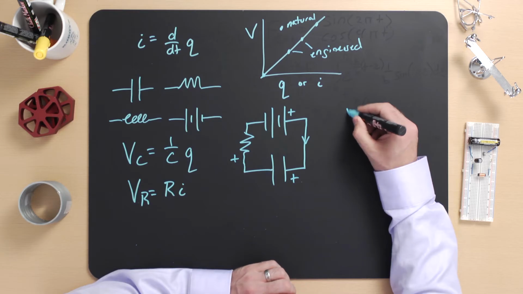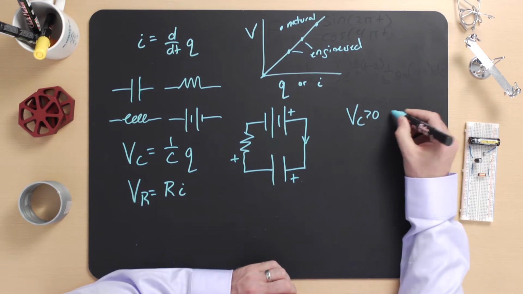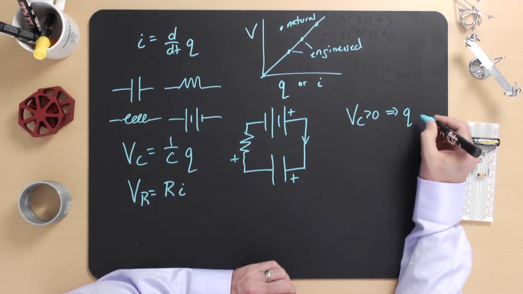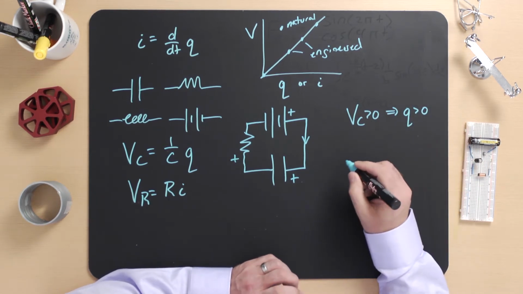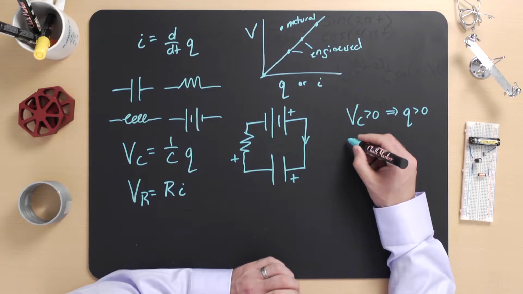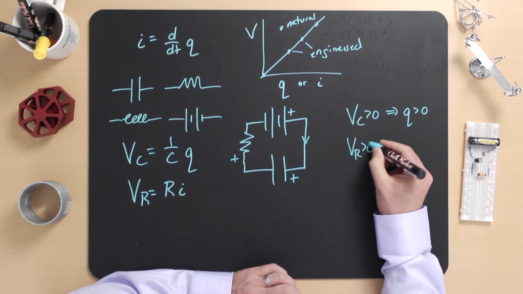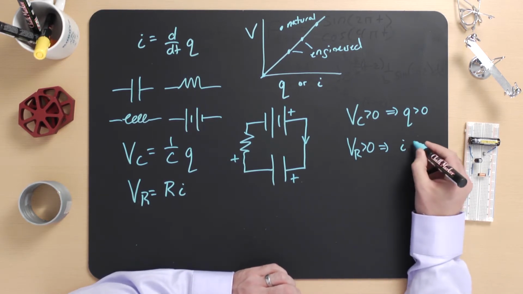Because of the constitutive law, the voltage across a capacitor being positive means that the charge on the capacitor must be positive. So V_C greater than 0 implies Q greater than 0. The voltage across a resistor being positive means that the current running through the resistor must be positive. So V_R greater than 0 implies I is greater than 0.